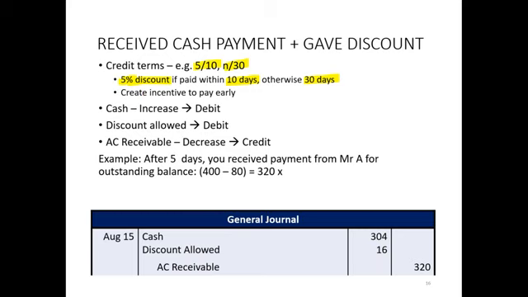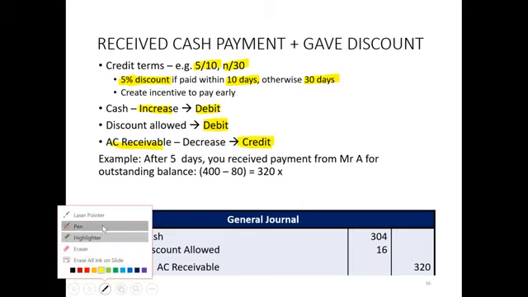If Mr. A makes the payment within 10 days, you're still going to receive your cash, but not 320. Your cash will increase, so you debit that. And then you give the discount. The discount allowed is your expense, so you debit it. And you reduce the account receivable, so you credit account receivable by 320.